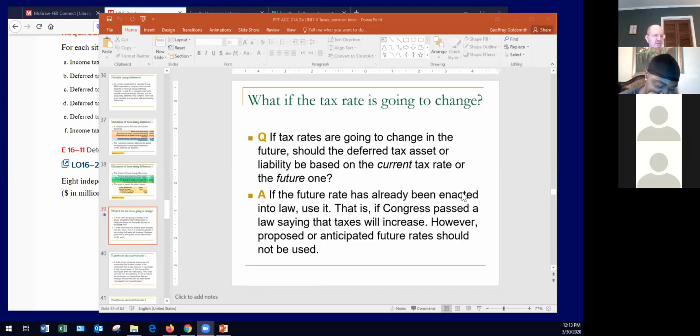So if the future rate has already been enacted into law, use it. That is, if Congress passed a law saying that taxes will increase or decrease, then that would be the rate that affects your future deferred tax asset or liability. However, proposed or anticipated future rates should not be used. The company doesn't have a crystal ball to predict what the future tax rate is going to be. And what's being discussed in Congress often is completely different when it comes out of Congress. So only if the law has actually passed would they use that to adjust their deferred tax assets and liabilities.